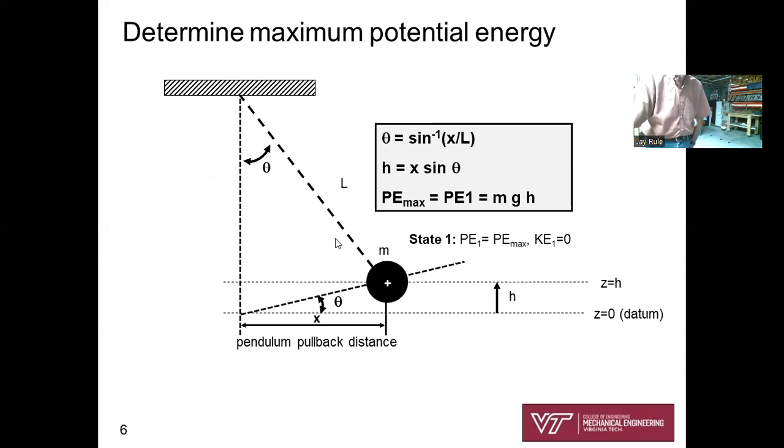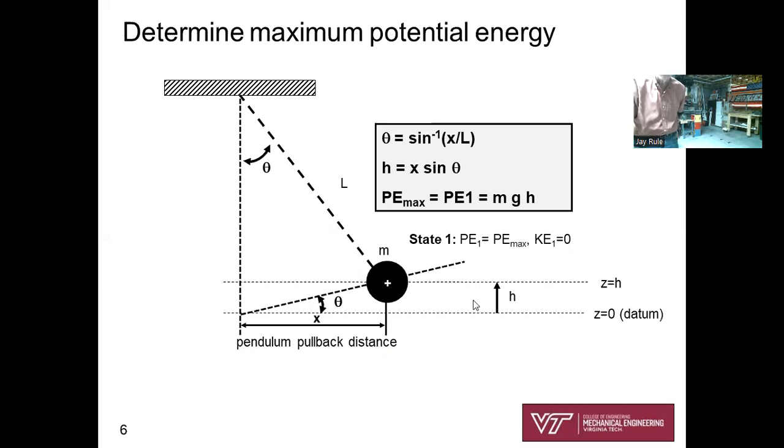And so maximum potential energy. Let's say on our kinetic energy deal, we're going to pull this X way, way back so we can really get some good movement on our pendulum. Do you see, if we pull this pendulum back a distance X, what we need to do to get the potential energy is determine H.